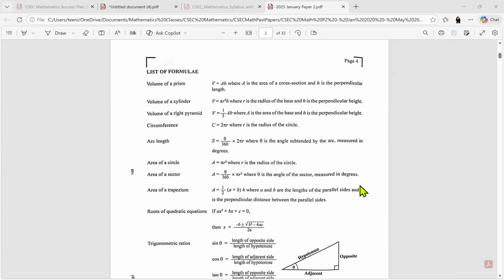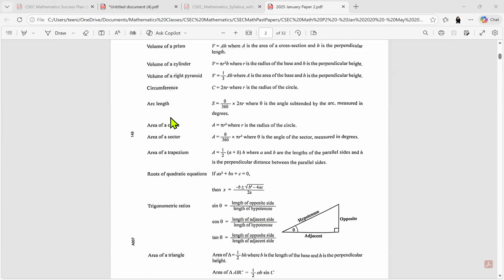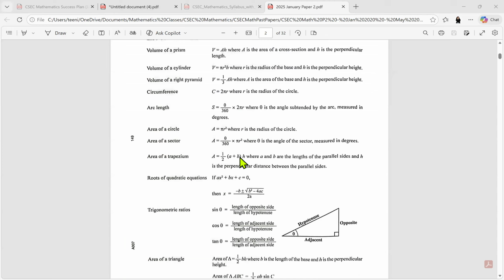Perfect. So here, the area of a trapezium, look at here, right? It's given to you. It's half (A plus B) times H, where A and B are the lengths of the parallel sides, and H is the perpendicular distance between the parallel sides. So in other words, if you have a trapezium, these two sides here are parallel to one another, and this is your perpendicular height. So this will be A and this will be B. So the area would be half of the sum of A plus B, your parallel sides, multiplied by your perpendicular height, right? So that's given to you in your list of formulae.